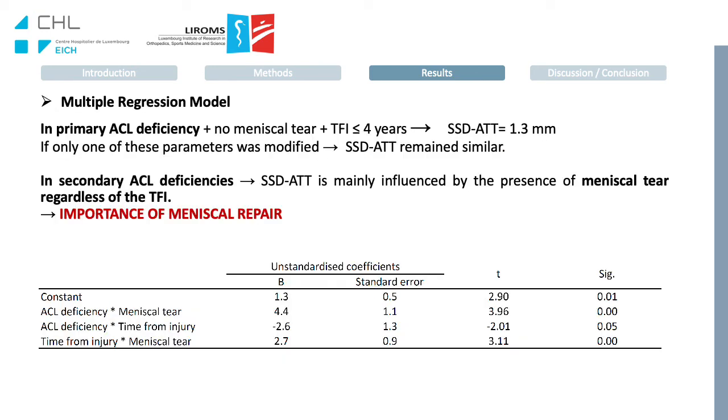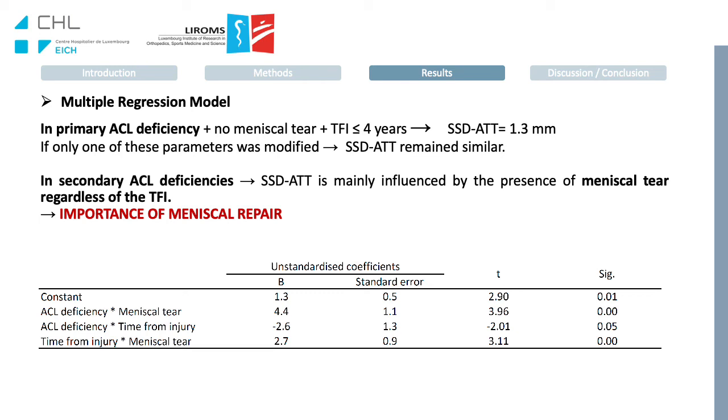Our multiple regression model showed that in primary ACL deficiency with no meniscal tear and time from injury less than 4 years, the side-to-side difference expected was 1.3 mm. If only one of these parameters was present, so if one meniscal tear or a time from injury of more than 4 years, the side-to-side difference remained the same, and both of these parameters had to be modified in order to find a change in the side-to-side translation.